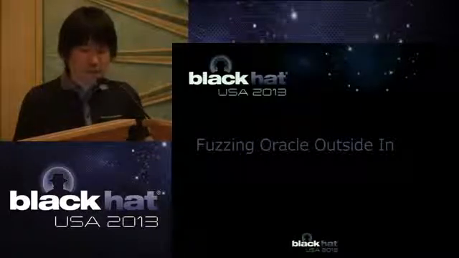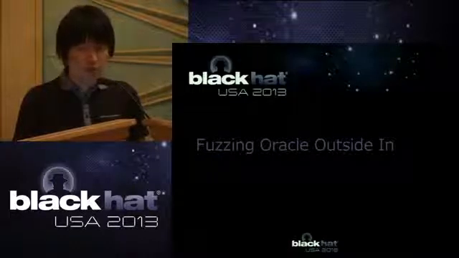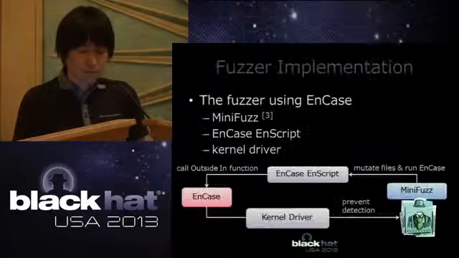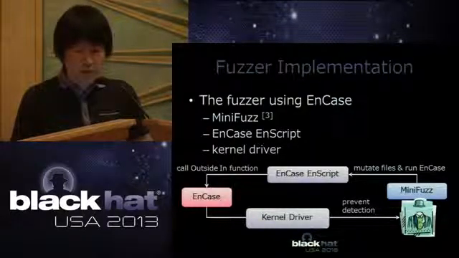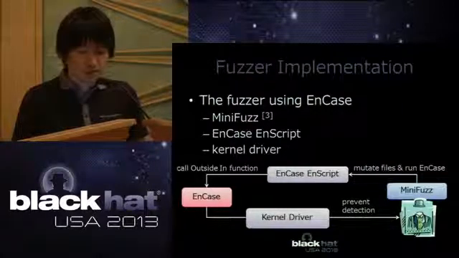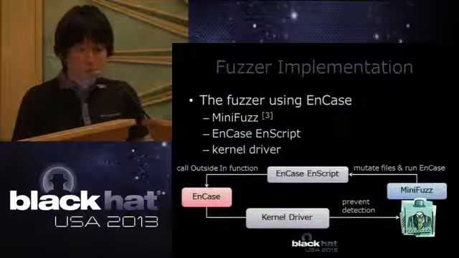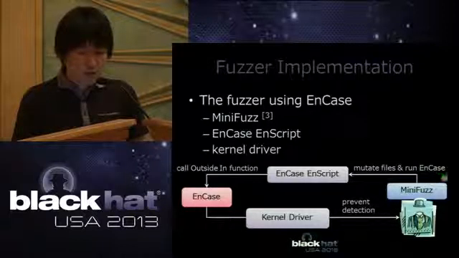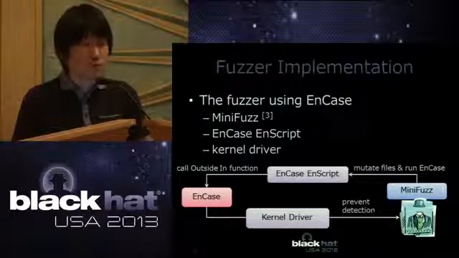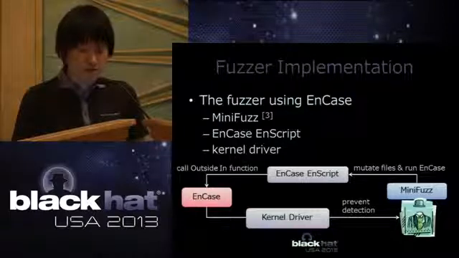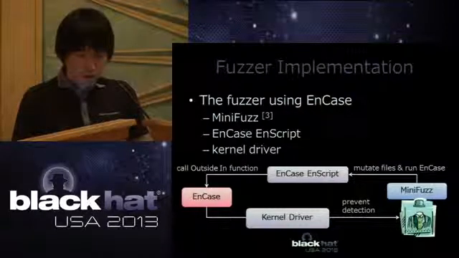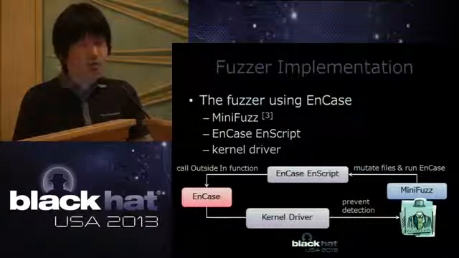I performed fuzzing to discover bugs in the Outside In library. I briefly show the implementation. This is an outline drawing of the fuzzer implementation using EnCase. It's composed of three factors. First, I use Minifuzz, a file format fuzzer provided by Microsoft. It mutates input files and runs EnCase. Next, a custom script called an EnCase EnScript invokes Outside In functions to display files.